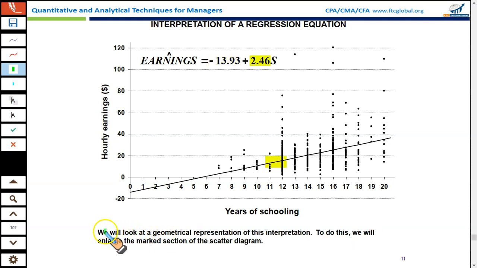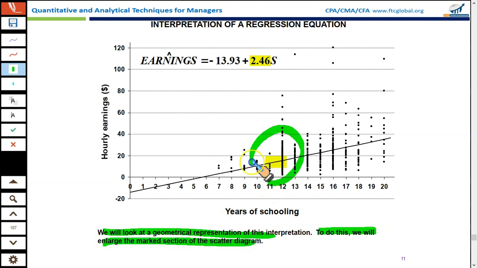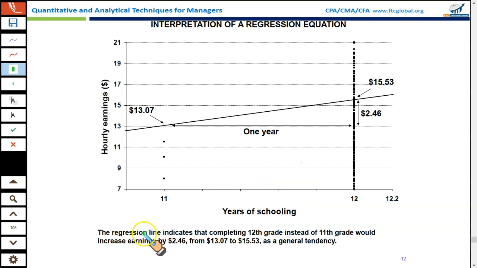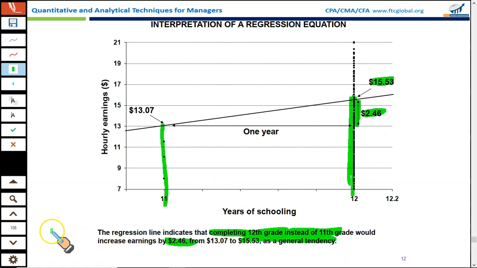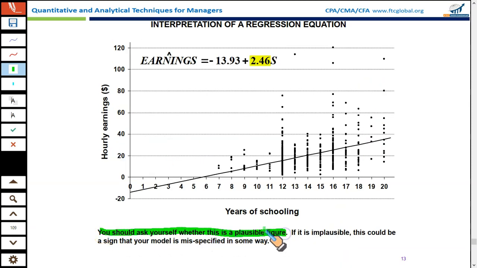So let us try to make some interpretation out of it. To do this, we will enlarge the marked section of the scatter graph, this part only. So this is the enlarged part. It says that after completing 12th grade instead of 11th, earning would increase by 2.46. So 1 year of education gets you $2.46 additional, and 15.53 in this case. Now you should ask yourself whether this is a plausible figure. It is implausible. This could be a sign that your model is misspecified in some way.